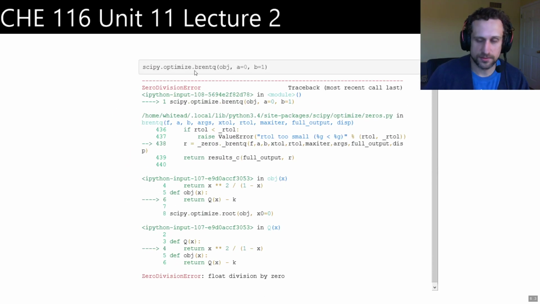So then let's use Brent-Q, right? So we use Brent-Q, and then we put in our bounds to be between 0 and 1, right? Like those are the natural bounds.